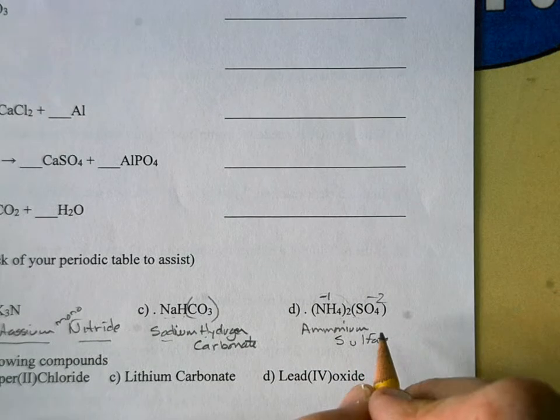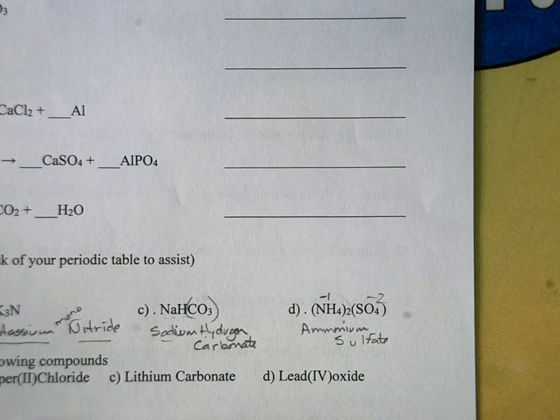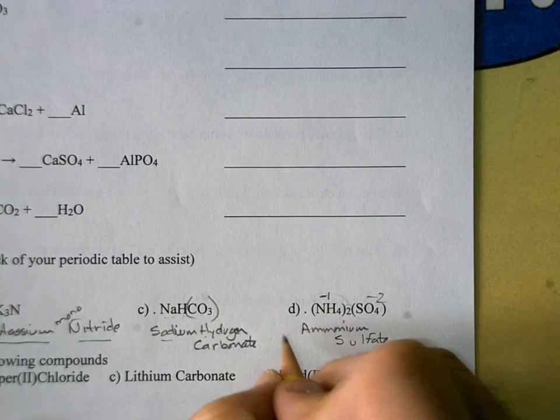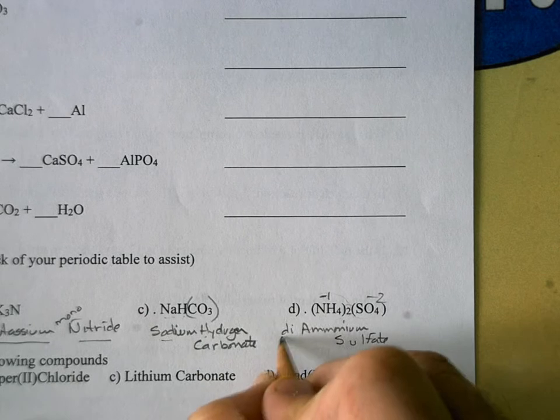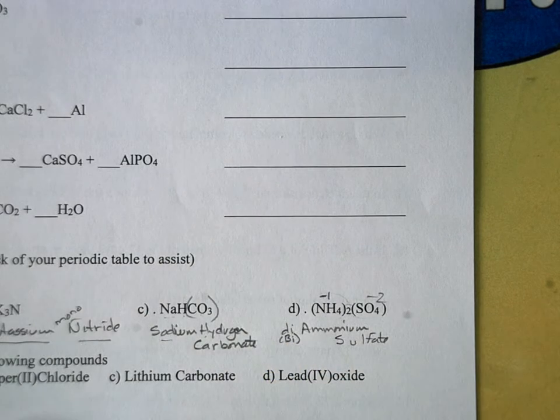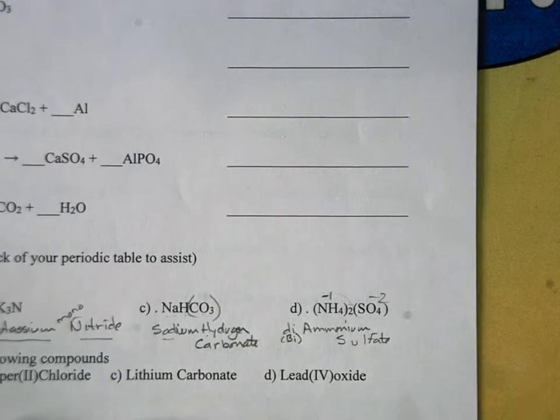S-U-L-F-A-T-E. Let me make sure I get the right one. There we go. So ammonium sulfate. And hey, maybe if we're going to be even more specific, we might say, since there's 2 of them, diammonium. Sometimes they might even throw in the other prefix for 2, bi, okay, but that could happen.